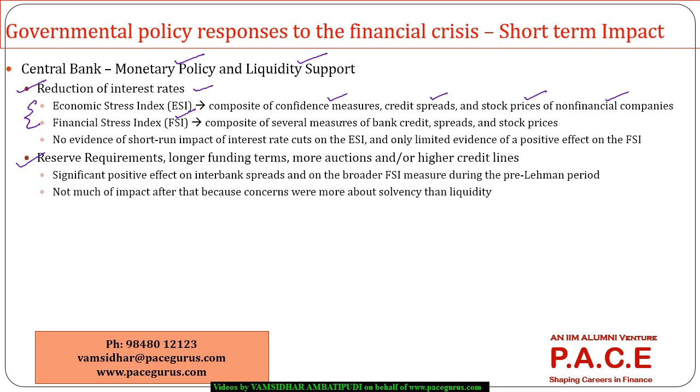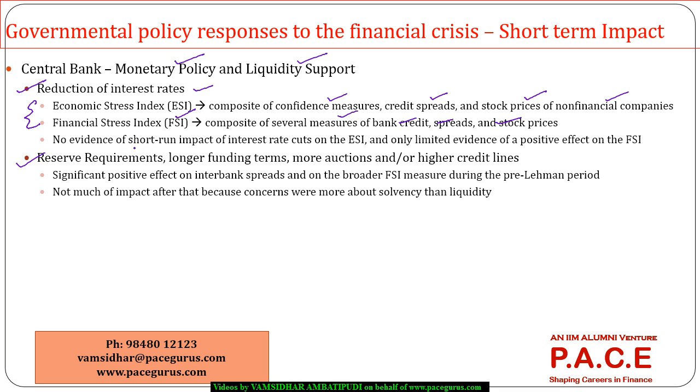Also looked at FSI, which is the financial stress index, where we are looking at the same kind of measures, bank credit, spreads, stock prices, etc. of the financial companies. So these were the two numbers that were examined separately to understand whether there was any kind of improvement in the financial crisis situation from the reduction of the interest rates.